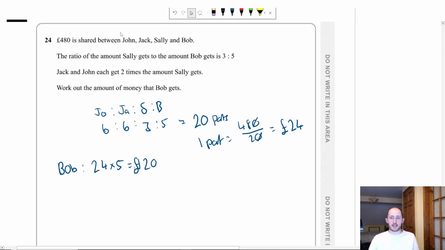It's 4 marks because, again, you need to be able to form this overall ratio. There are some other ways to do it. So you could have said that JA to JO to S was 2 to 2 to 1, and then tried to match up the numbers for Sally. So times this whole ratio by 3, you get 6, 6, 3, which will give you the exact same answer, of course.